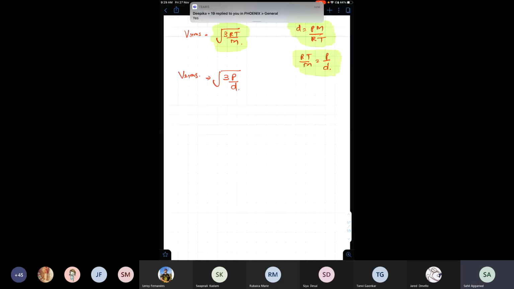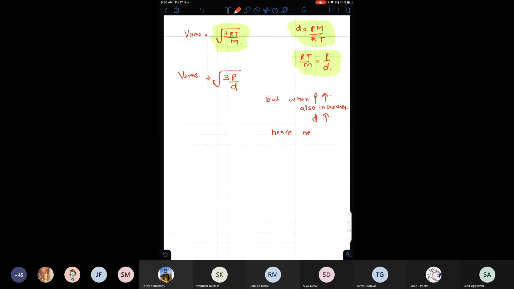But when pressure increases, density also increases. Hence, the net effect of pressure is zero.